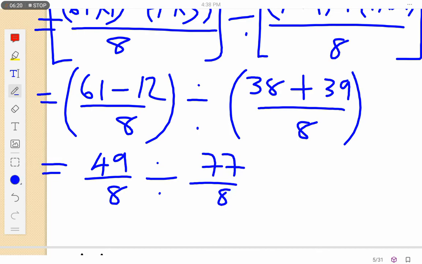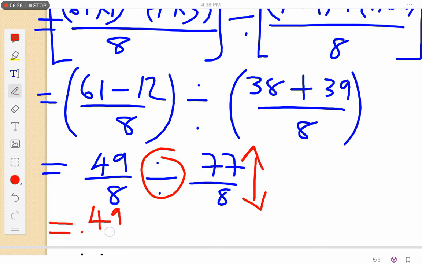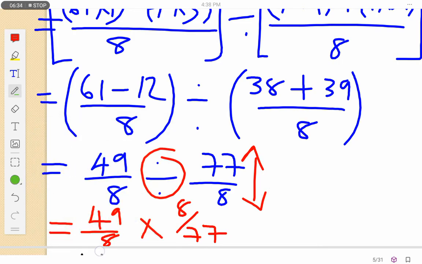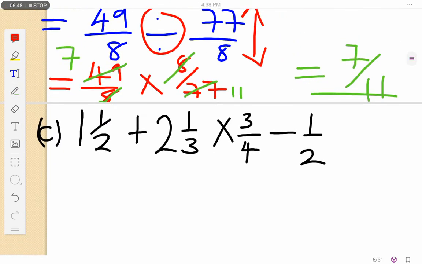Now because of this sign here, I can now interchange and change these two and have the 49 over 8 times 8 over 77. Okay, and I can divide and have 8 by 8 cancel off each other. 7 into 49, it goes there 7 times. 7 into 77, 11. So my answer becomes 7 over 11. Okay, let's do another question.